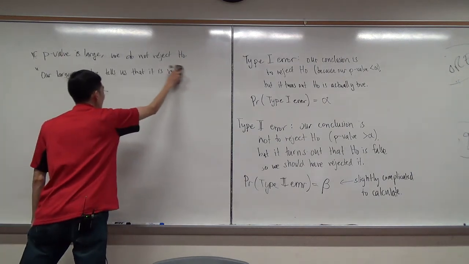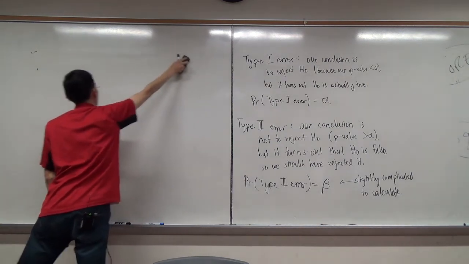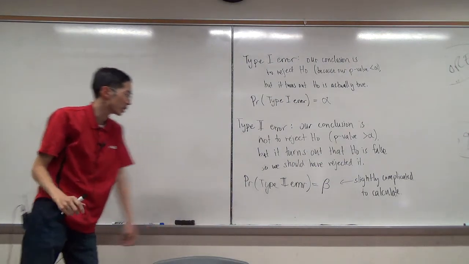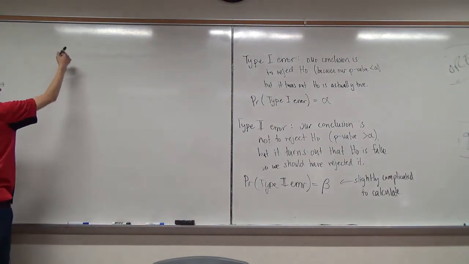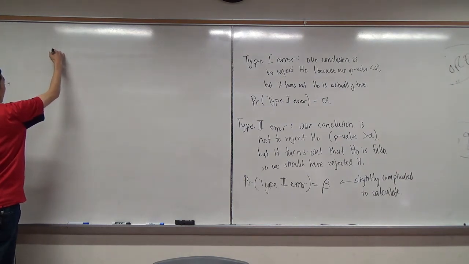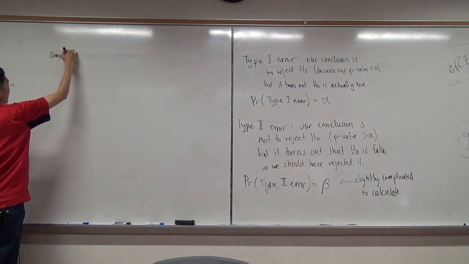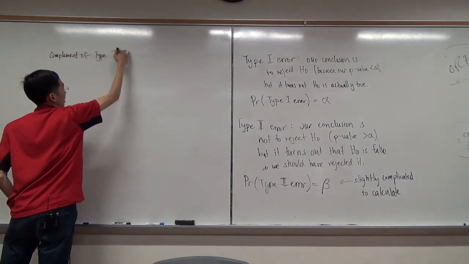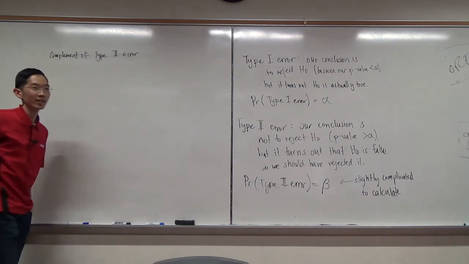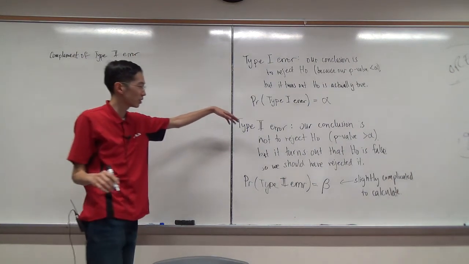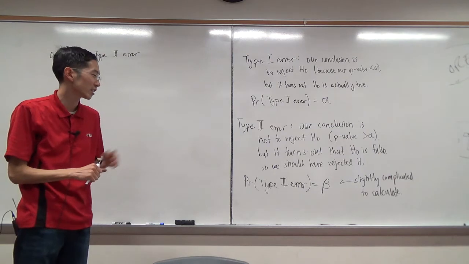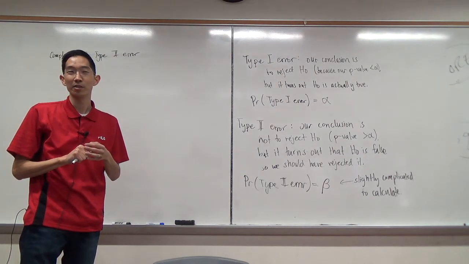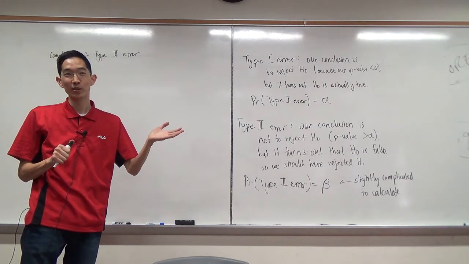Alright, and then we give a special name to the complement of beta, or the complement of a type 2 error. So what would be the complement of a type 2 error? A type 2 error is: our conclusion is not to reject the null, and it turns out the null hypothesis is false. So the complement of that would be?